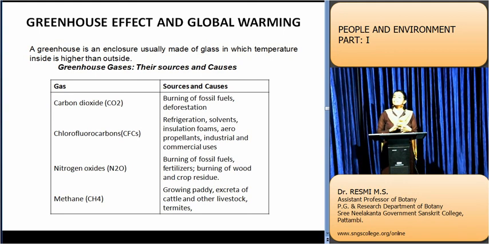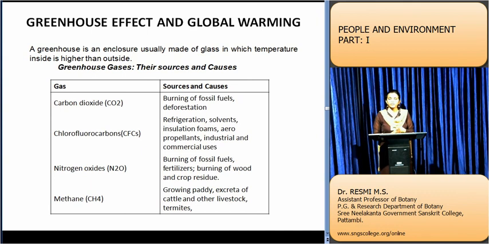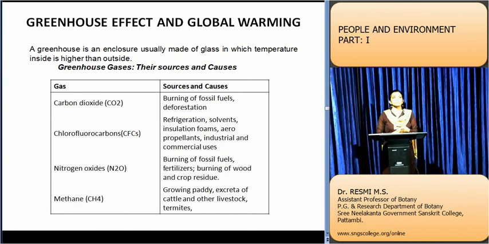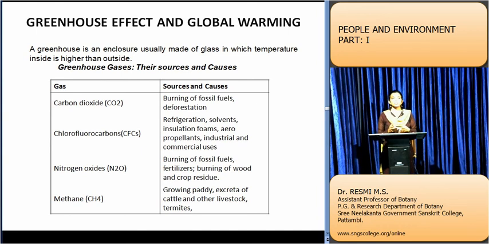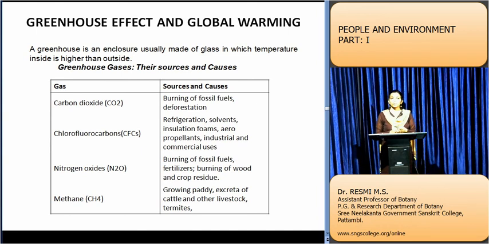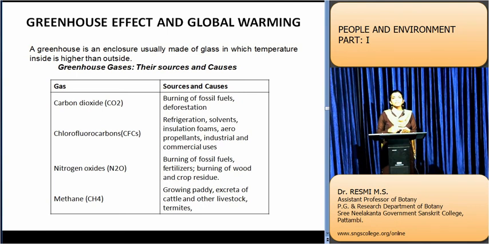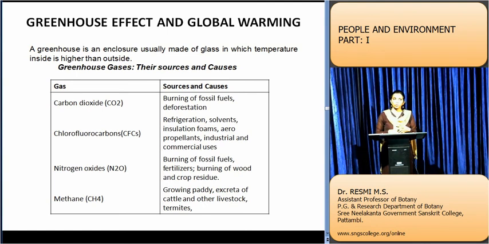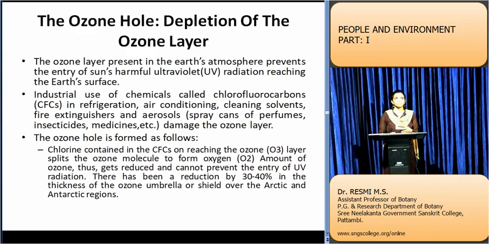In minor quantities, these greenhouse gases are very good and they protect our environment from high radiations. The major source of carbon dioxide is the burning of fossil fuels. Chlorofluorocarbons come from refrigerators, AC, propellants, and industrial and commercial uses of solvents, etc. Nitrogen oxide comes from burning of fossil fuels, fertilizers, burning of wood and crop residue, and methane from growing paddy, excreta of cattle and other livestock, termites, etc.